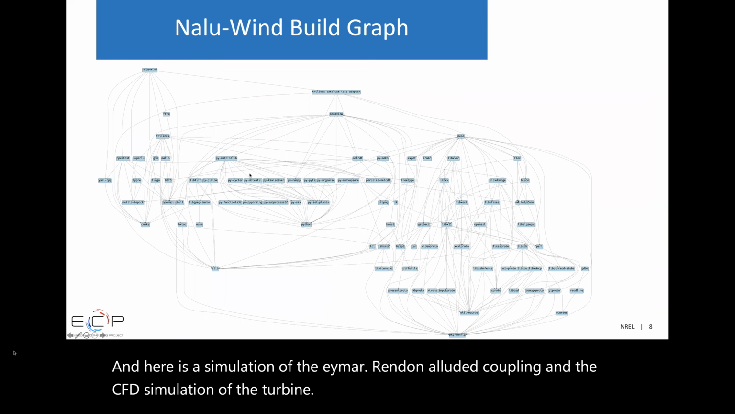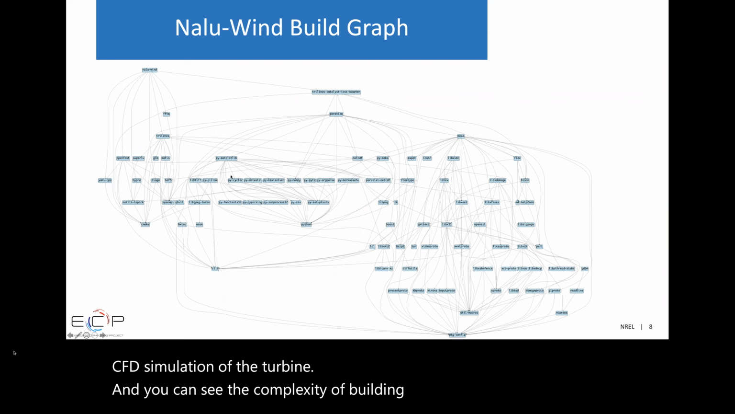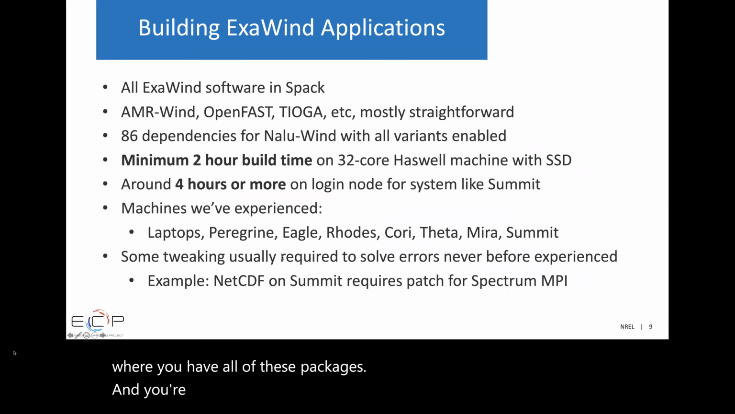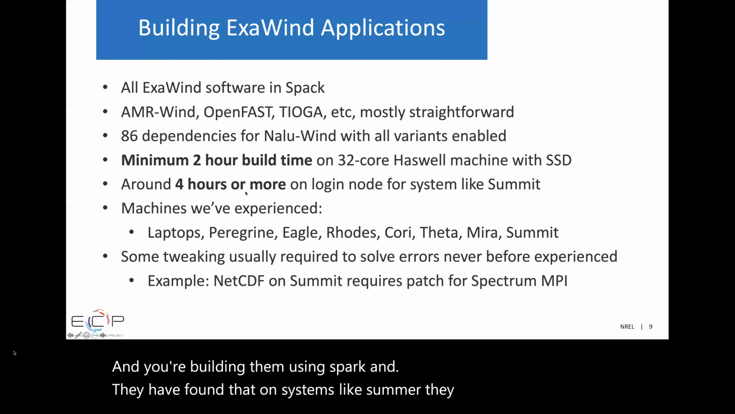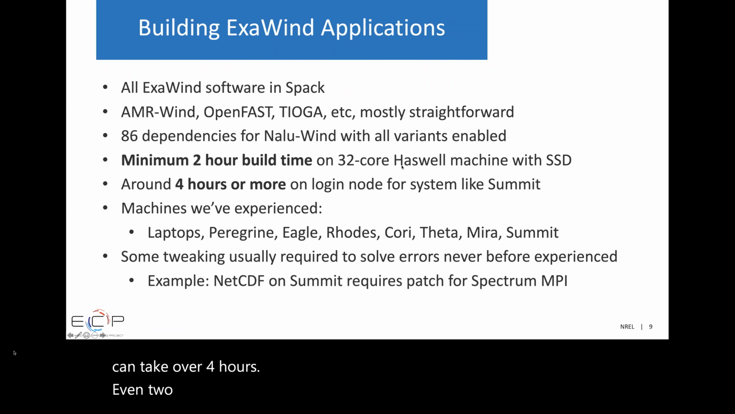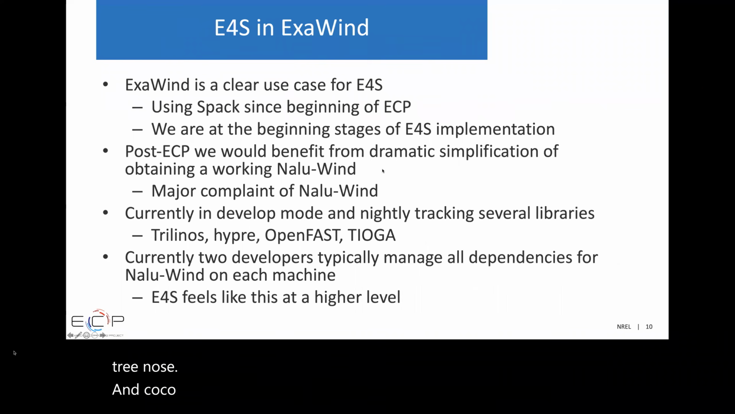And you can see the complexity of building a package like the Nalu Wind, where you have all of these packages and you're building them using Spack. And they have found that on systems like Summit, this whole thing can take over 4 hours, and even 2 hours to build on a 32-core Haswell machine. It internally uses Trilinos and Kokkos. And we used E4S to speed up the installation.